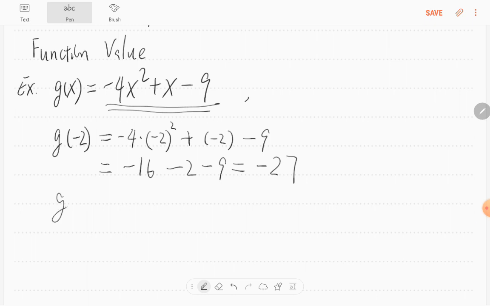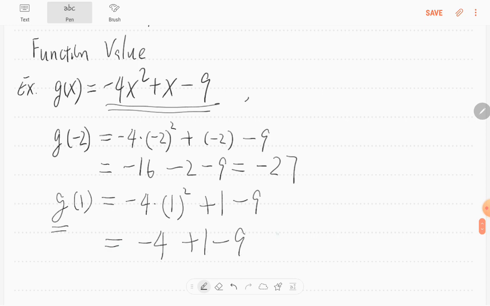So what about g of 1? In other words, the input is 1. What is the output, or what is the function value? Here this function is called g. So it's equal to negative 4 times 1, we use the parentheses, squared, plus 1 minus 9. So this would be negative 4 plus 1 minus 9, which is equal to negative 12.